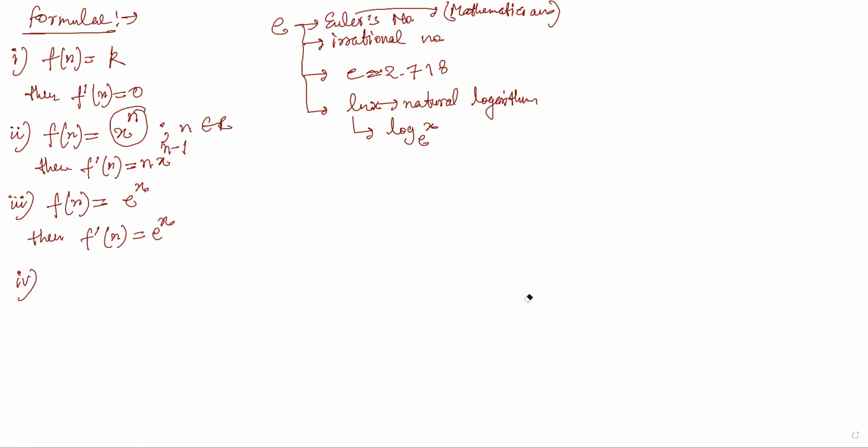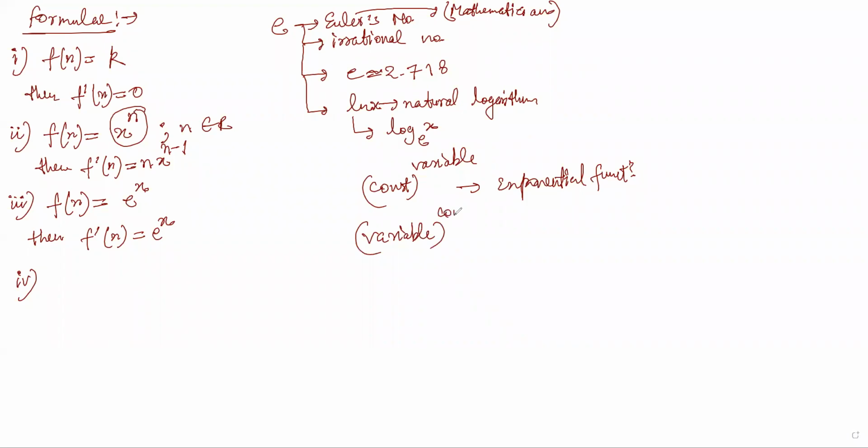So this is an exponential function. Exponential function is constant to the power variable. This e is a constant. This x is a variable. So this is called exponential function. Constant to the power variable. While variable to the power constant is what? Algebraic function. x to the power 4, x to the power 7, x to the power 100.